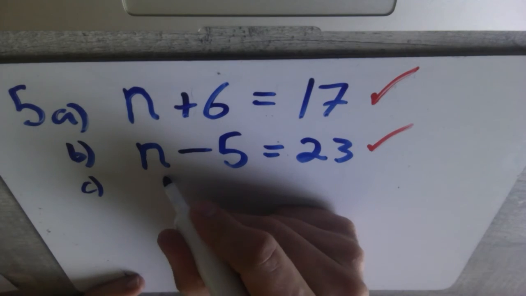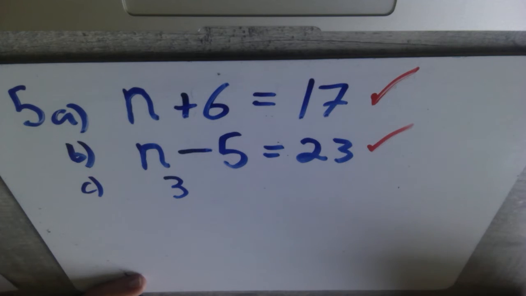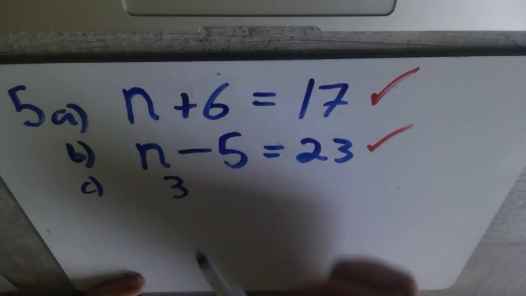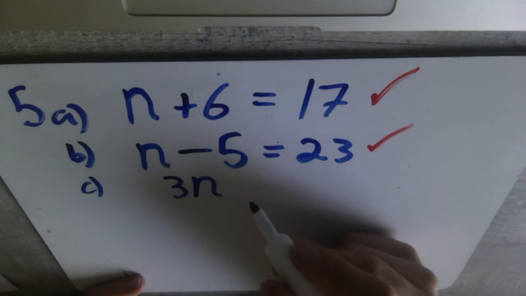C. We have 3 times a number is 18. So 3 multiplied by a number. How do we show that? Well, we put the coefficient right beside the variable. So 3 times a number equals 18.